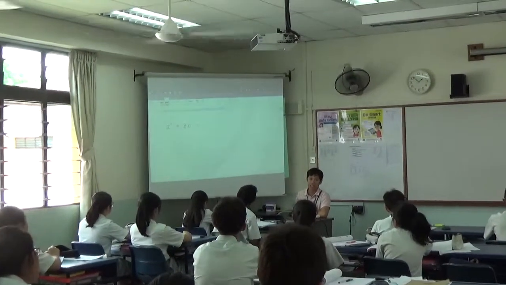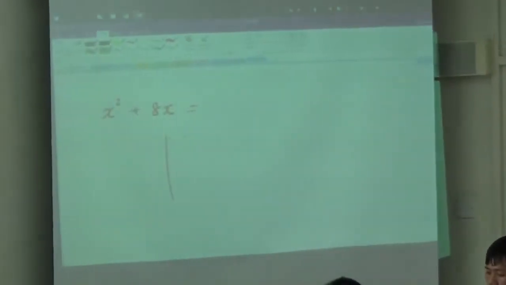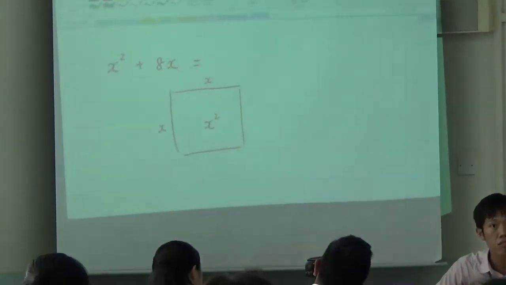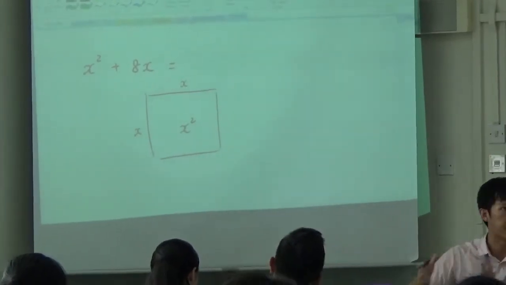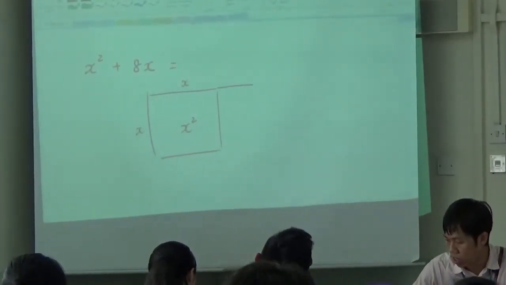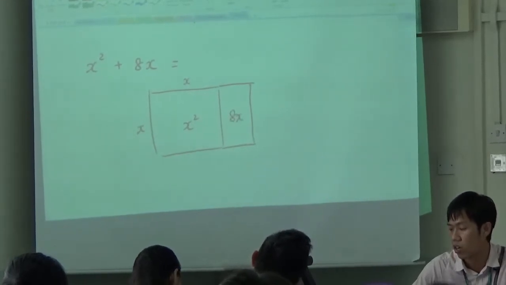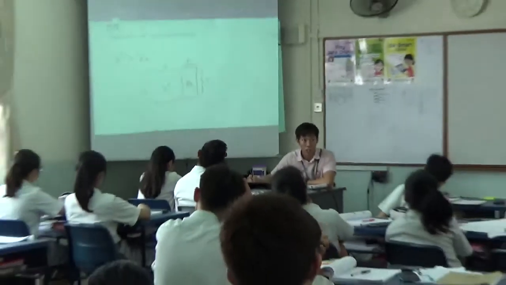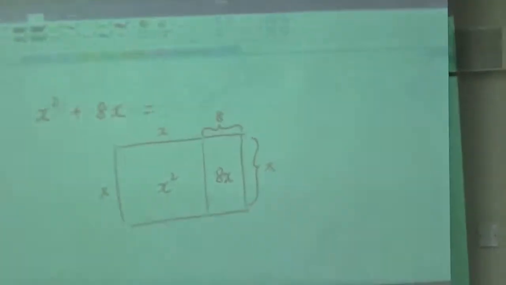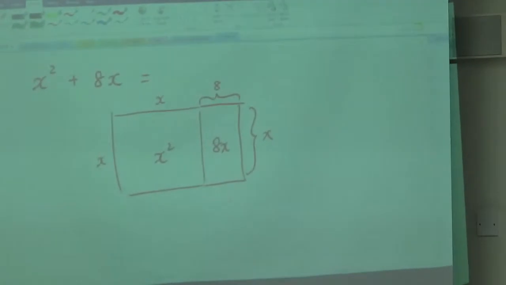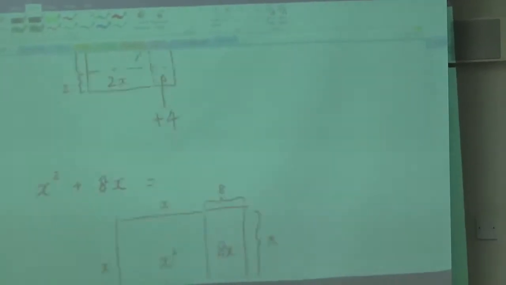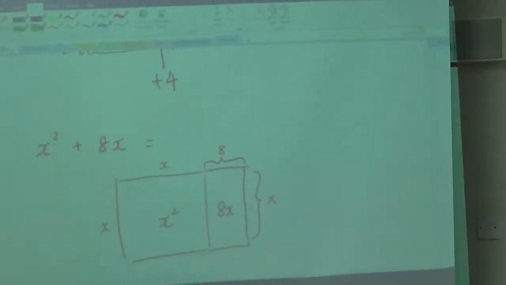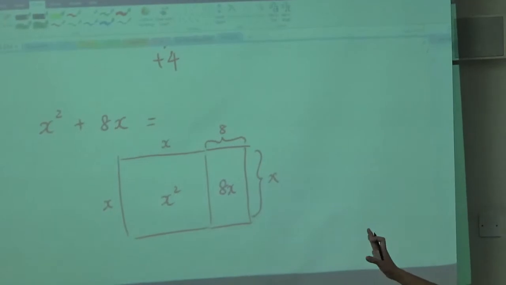X squared plus 8x. You have x, this is x. So this is obviously x squared, right? Now 8x is simply 8 times x. Okay, let's say I have it over here. This is 8x. How much do you think this is? 8. And this must therefore be x, right? Does this actually look like a square to you? Let's compare this with this diagram. There are some similarities, but not the same. Now I'm going to try and make this into a square.